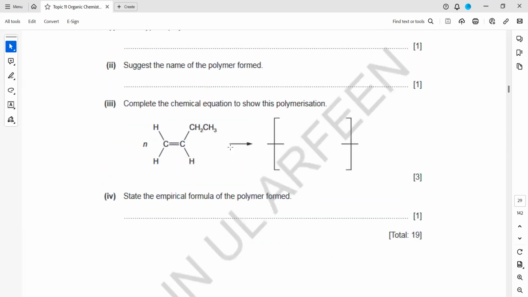State the empirical formula of the polymer. Monomers and polymers of alkenes have the same empirical formula. So what is the empirical formula of an alkene? It is CH2. So the polymer will also have the same empirical formula, which is CH2, because this is just an addition.